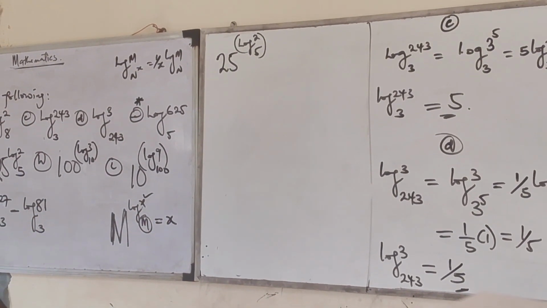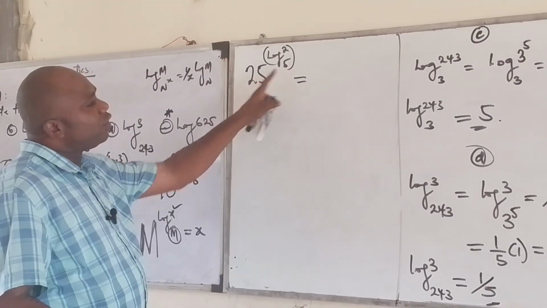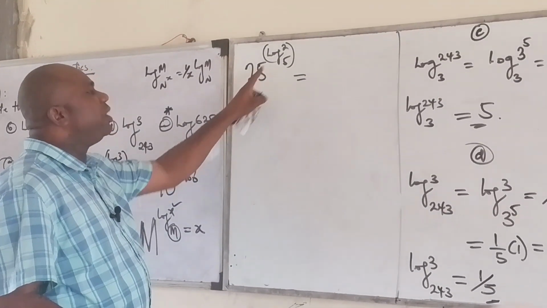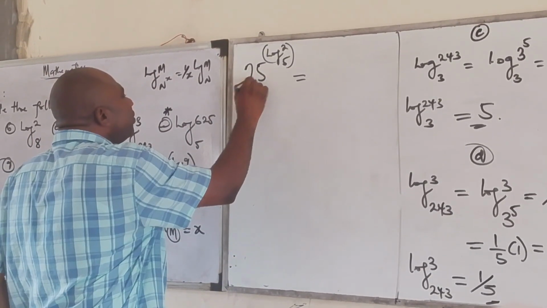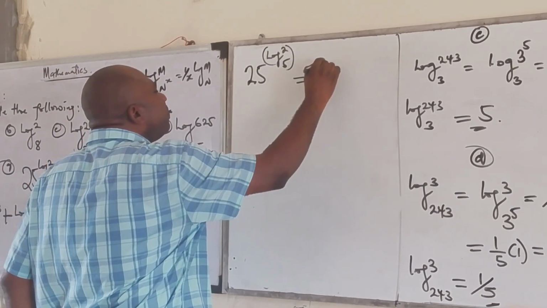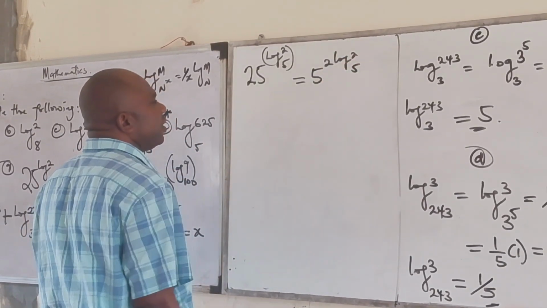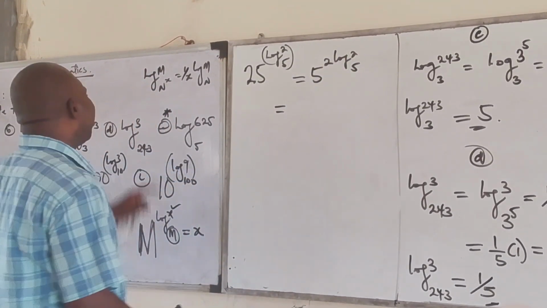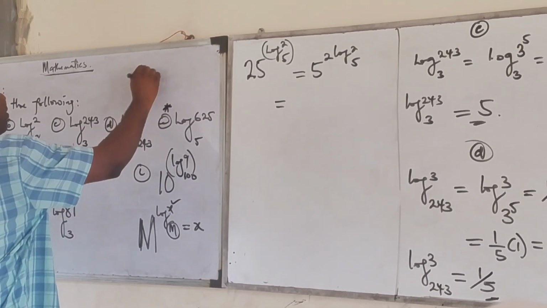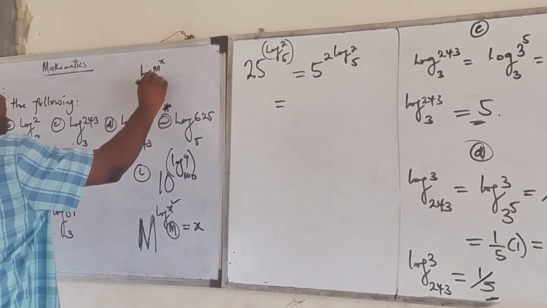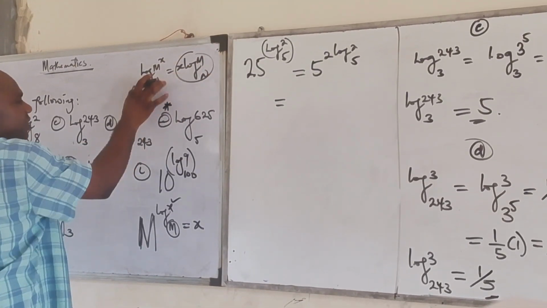Now looking at this, you will discover that the base here and the base here are not equal. So we have to make the bases the same. This 25 is the same as 5 raised to the power of 2, and here we have log 2 base 5. Now remember, when you have log m power x base n, it is the same thing as x log m base n.